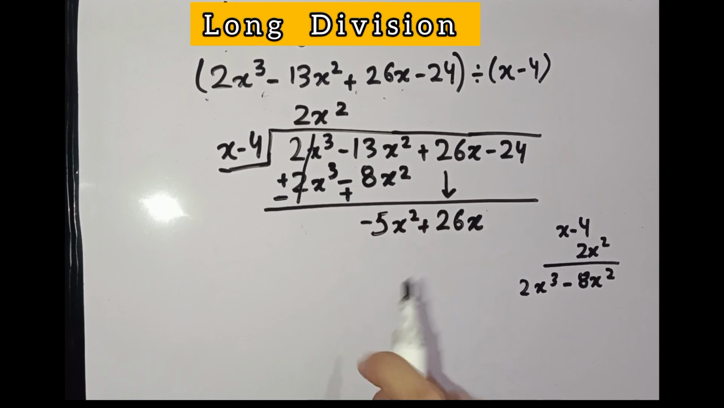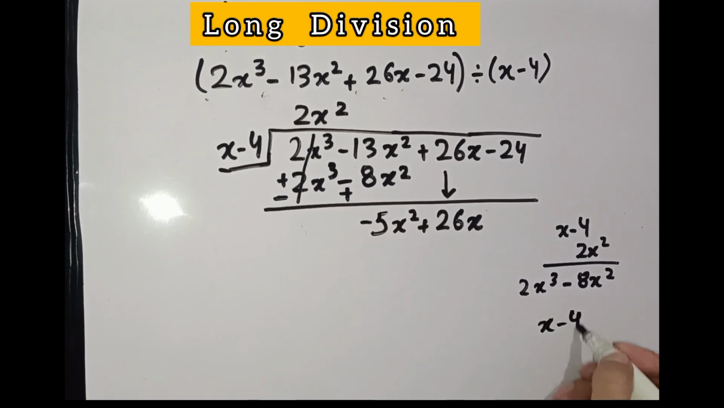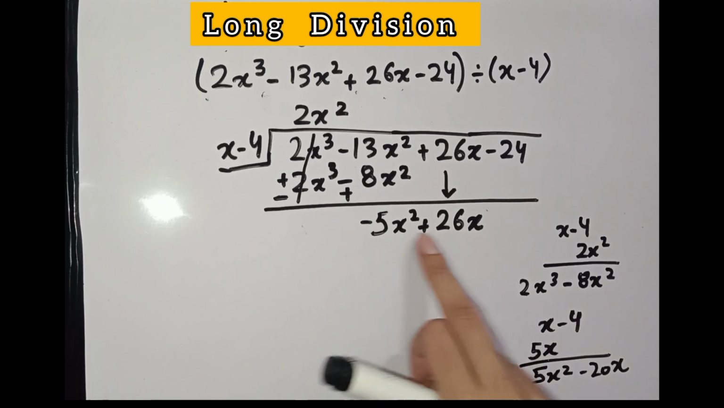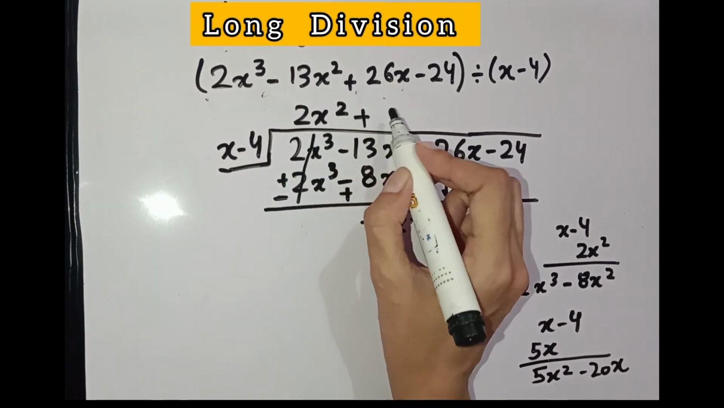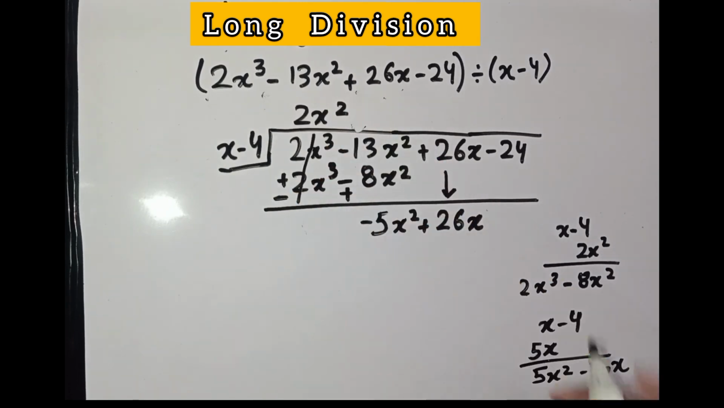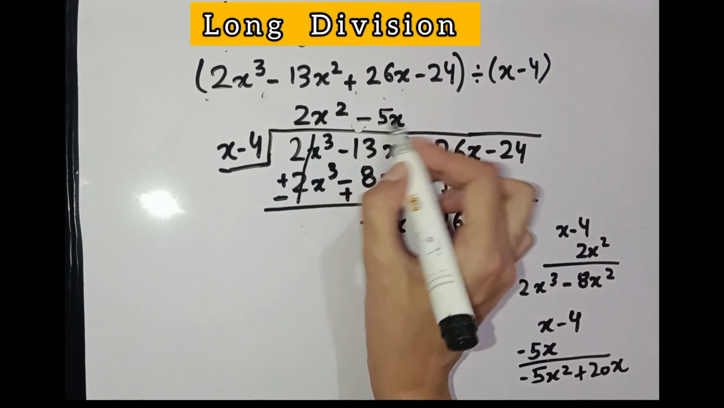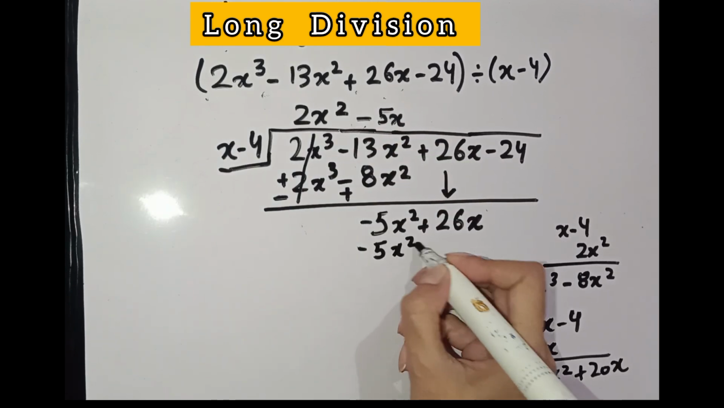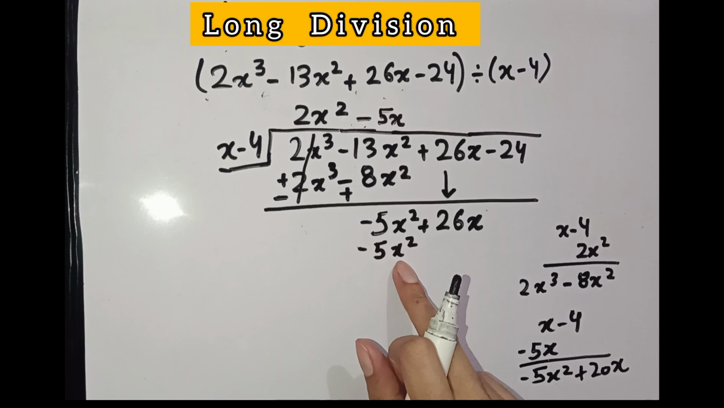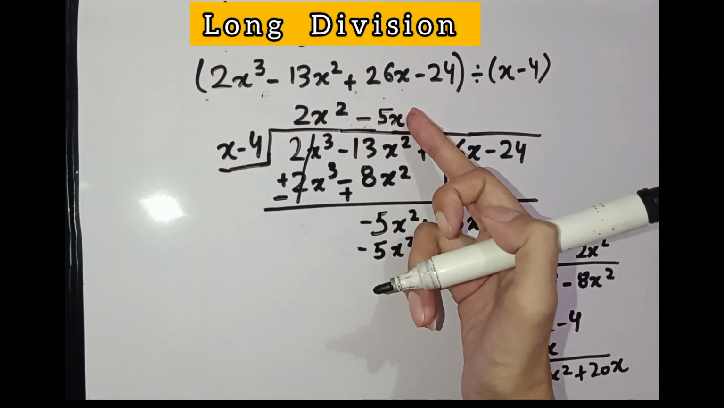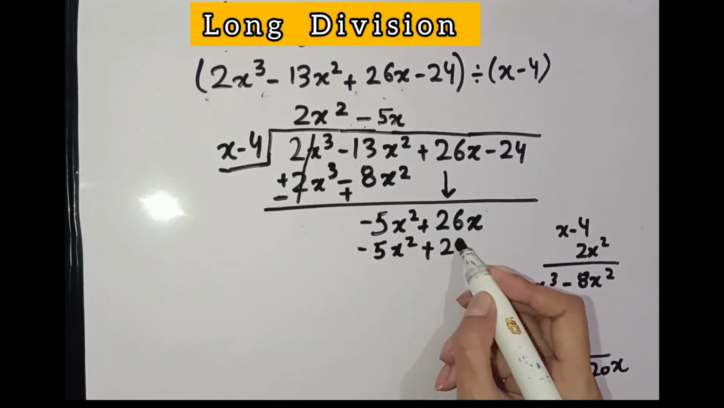Now we have to find a number by which, if we multiply, we get x squared. So x minus 4 multiplied with 5x: x times x is x squared, and minus 5 times 4 is 20x. So we get 5x on the top, but we have to get minus 5x, that's why I'm putting a minus sign over there. So x times minus 5x would be minus 5x squared. Then minus 4 times minus 5x would be 20x with a positive sign.